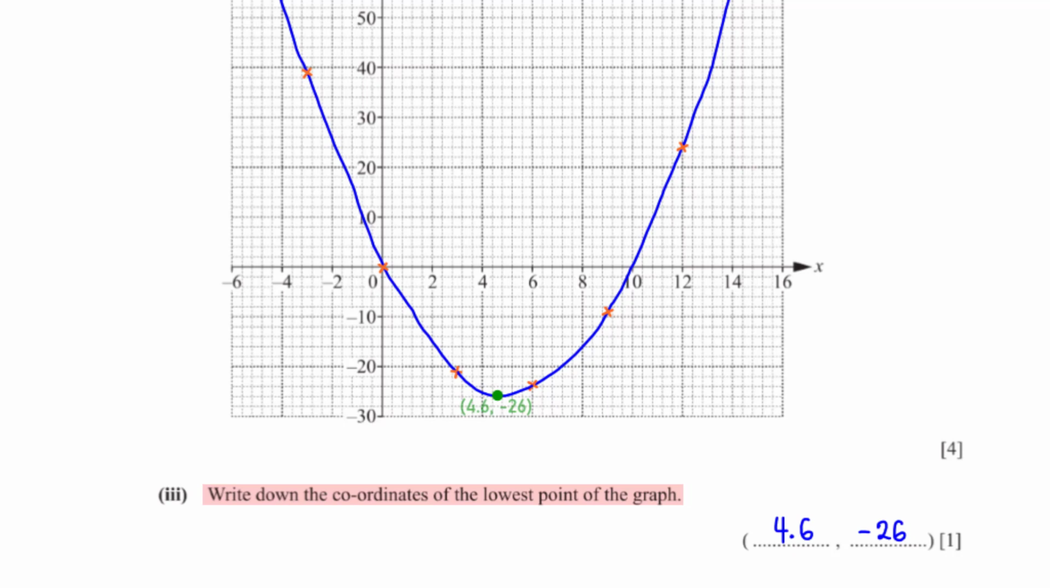Write down the coordinates of the lowest point of the graph. On the grid, we see that the coordinate of this point is 4.6, -26.